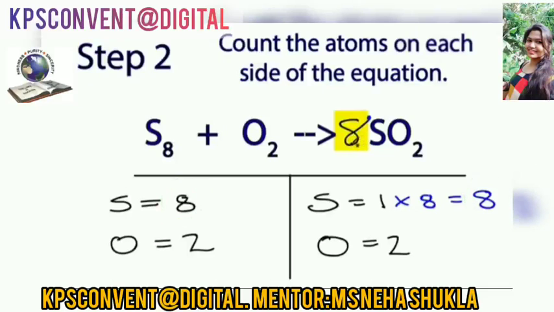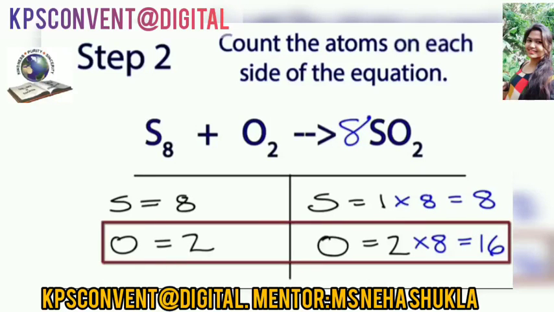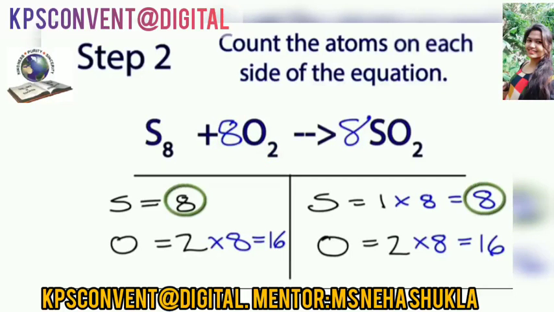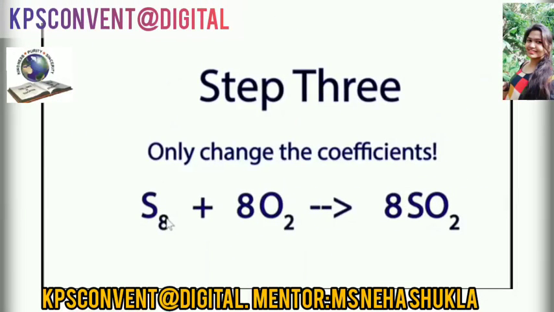But this 8 here is also times the 2 oxygens. And that gives me 16 oxygens. So I've fixed the sulfurs, but the oxygens aren't balanced. I can change the coefficient here, though, to 8, because 8 times 2 equals 16. So now I have 8 sulfurs on each side, and I have 16 oxygens on each side of the equation. This equation is balanced. Step 3, so you don't forget, only change the coefficients.